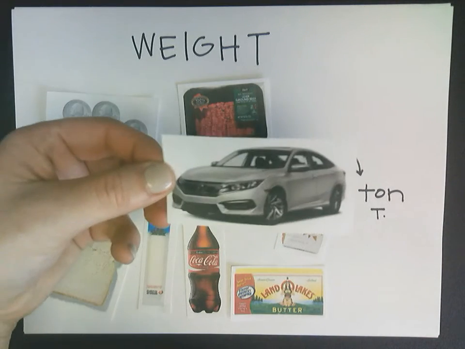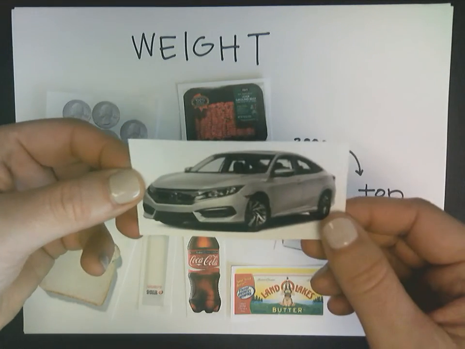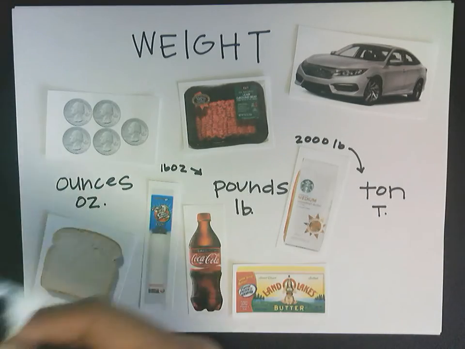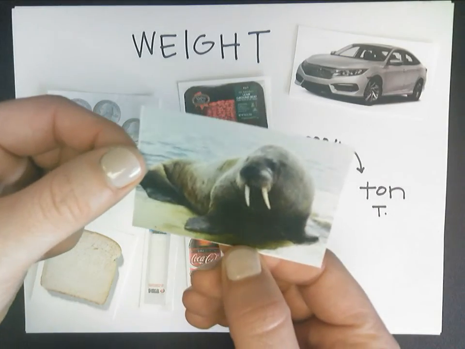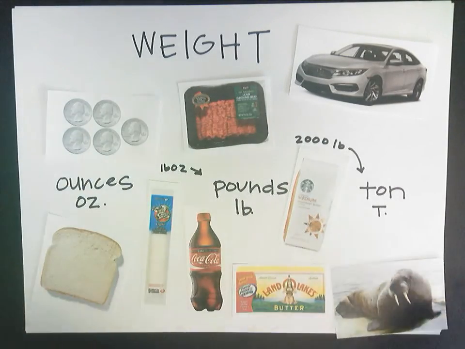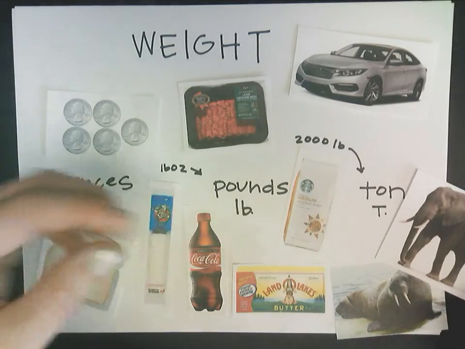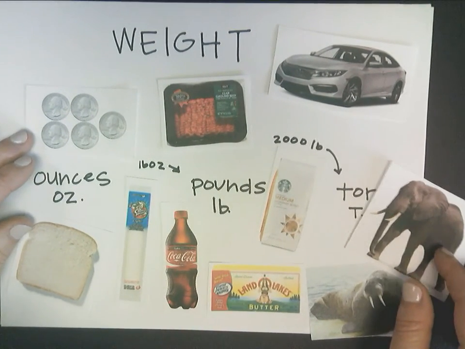So a car would be measured in tons, and a smaller car might be close to 1 ton. Big animals like a walrus might be a ton. That's a very large animal. Or an elephant might be about a ton. I know that's hard to see.